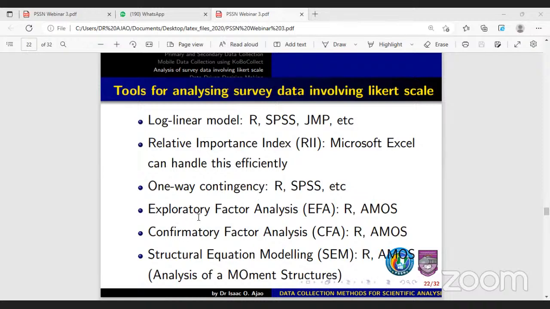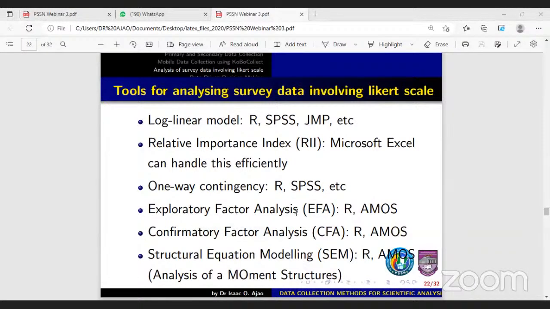So now, exploratory factor analysis: we use R and AMOS here. AMOS is an analysis of moment structures. I'll talk about it also; I want to demonstrate it. Now, exploratory factor analysis is used when you have a lot of items, a lot of variables, maybe factors contributing to a particular response, and there are too many. We need to look for how to reduce the dimension. The one we normally use is principal component analysis. This is what this does for Likert scale survey data. So we call it EFA.